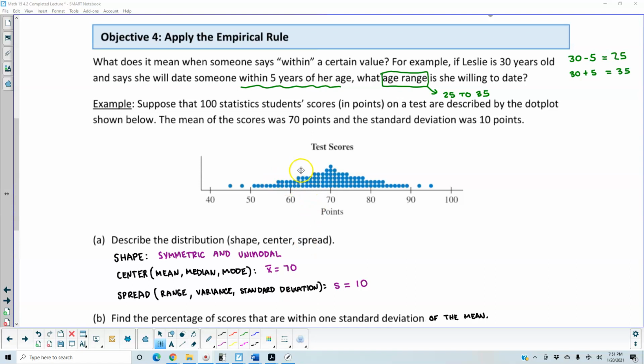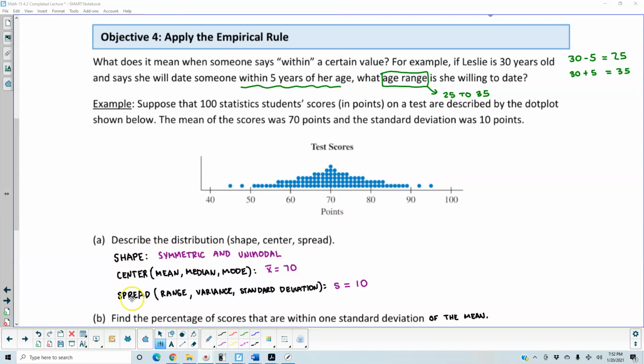So what is the shape of this particular distribution? Well, you can see here that it looks like a symmetrical shape, and it's unimodal because it only has one mound. The center is the mean, the median, the mode. Well, the mean of the scores was 70 points, so therefore the mean here is 70.